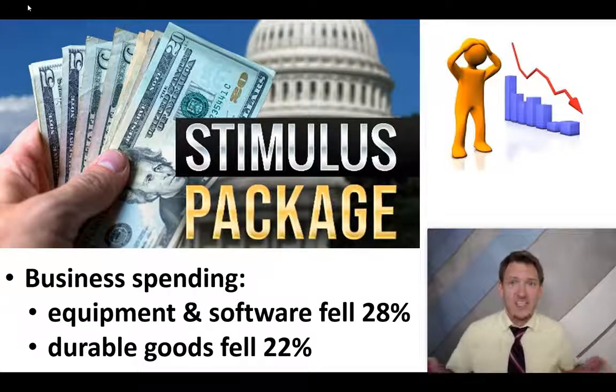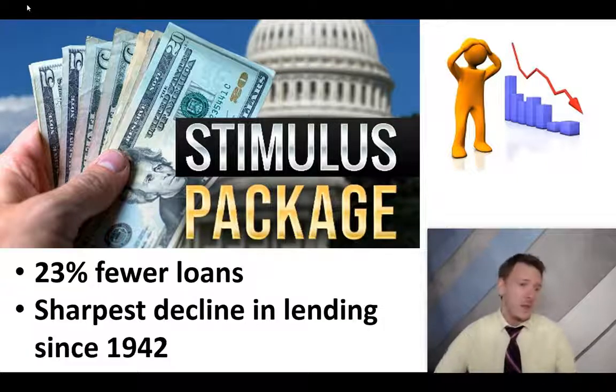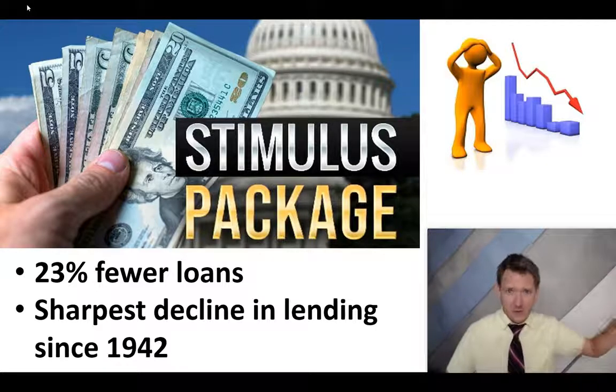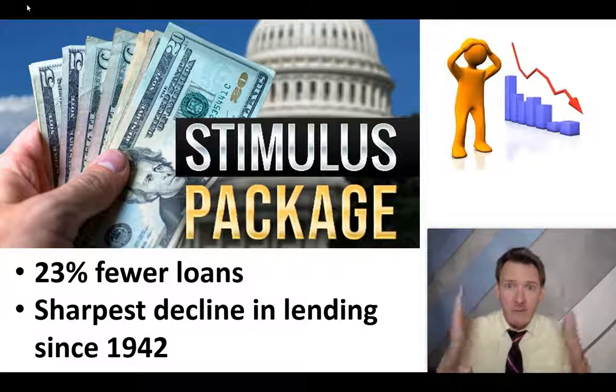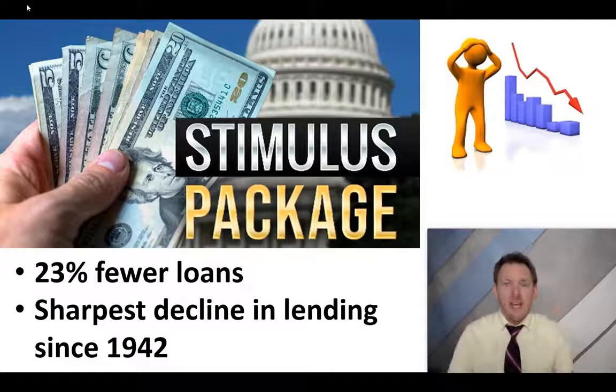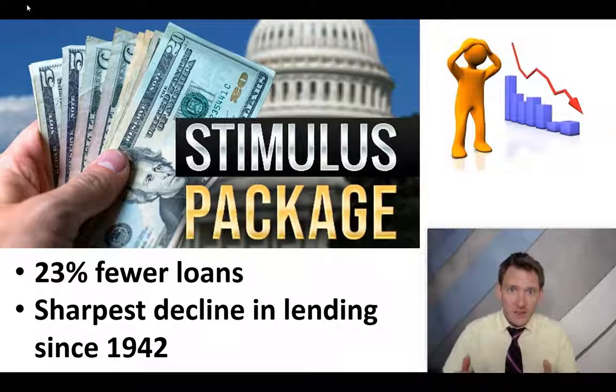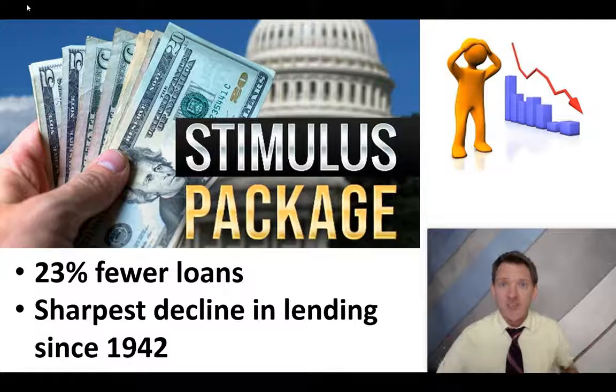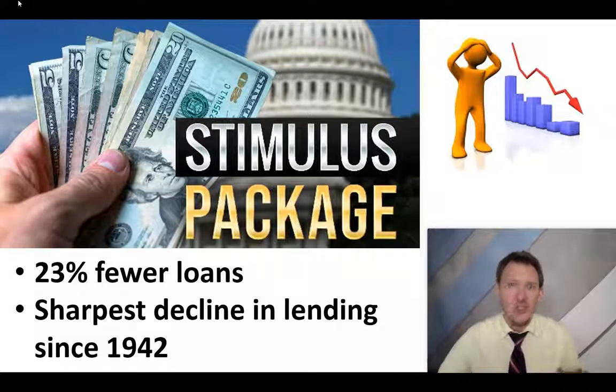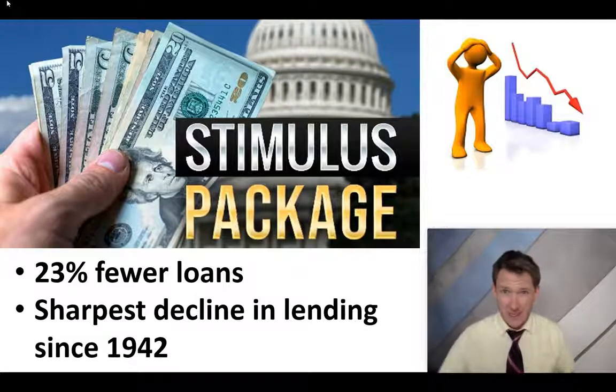This stimulus package did not stimulate the economy. Business spending dropped. Durable goods spending dropped. 23% fewer loans were made. This was the sharpest decline in lending since 1942. You had to go back to the Great Depression. They were given money with the sole purpose of loaning it out, and the banks made fewer loans than almost ever, going back to 1942. So that's not really stimulus. You can say it's a stimulus, but if it doesn't stimulate, is it really stimulus?